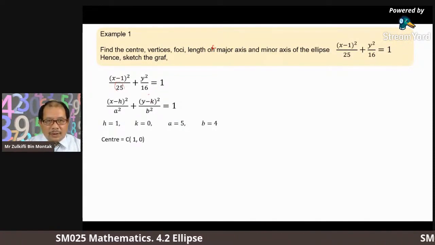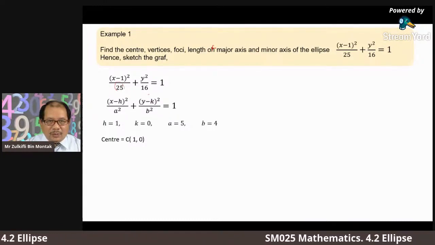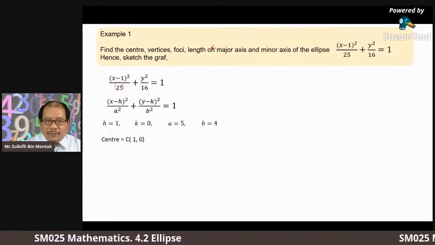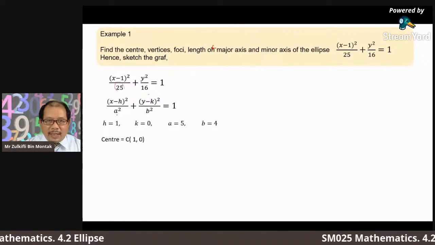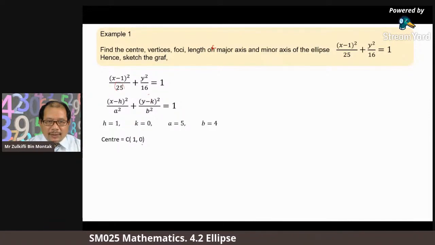So now we can determine the center. The center equals (1, 0). This is a 1 here. If you compare with the formula for the ellipse, (x minus h), so x minus 1, therefore h equals 1. The center is (h, k), so (1, 0).